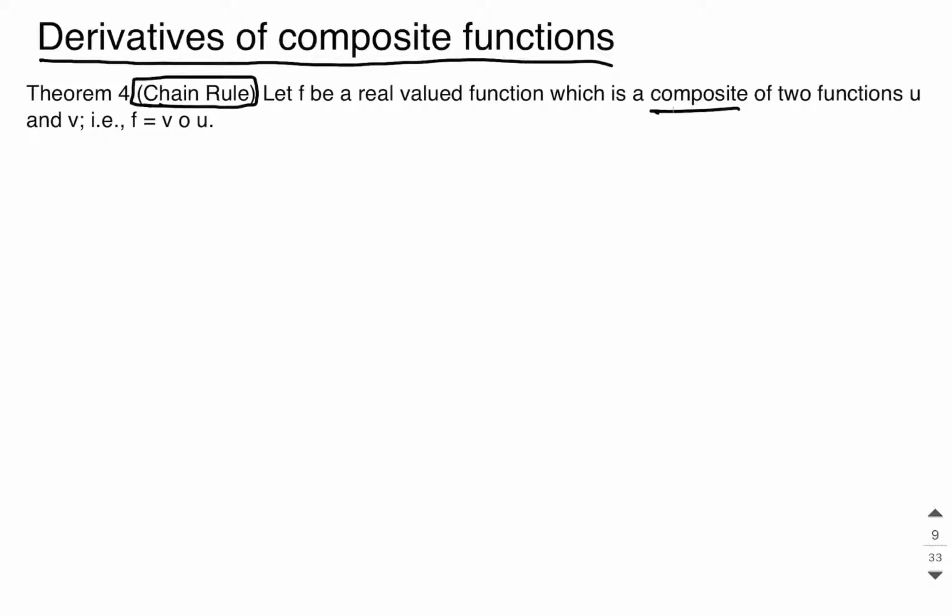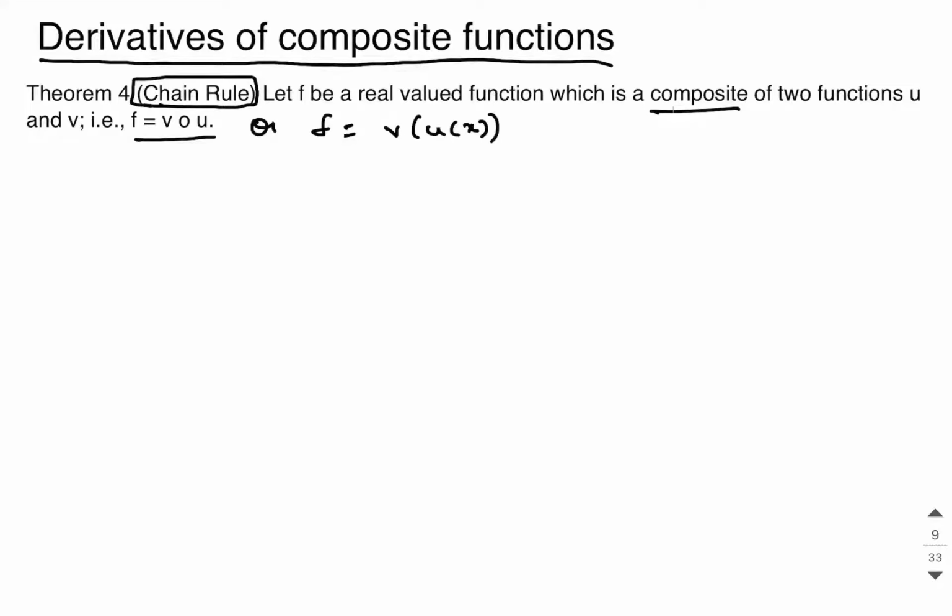Remember, chain rule is applicable only when you have composite functions, and we have already discussed what composite functions are in the chapter on relations and functions. So if you have a real valued function f which is a composite of two other functions u and v, defined like this: f is equal to v circle u, or I can write f is equal to v of u of x.